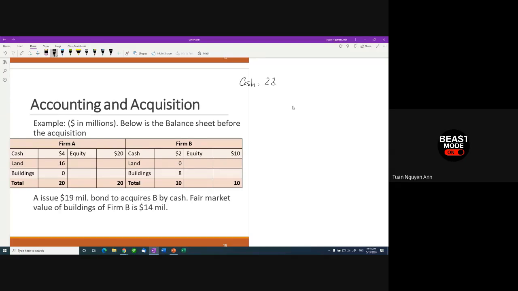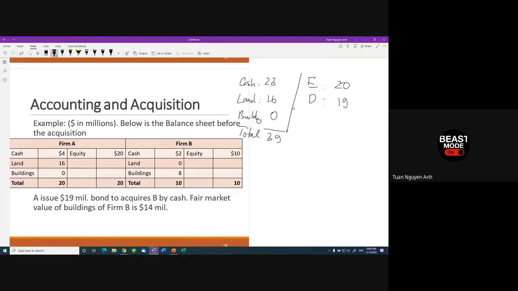Land is still the same, 16. Building is still 0. And the total will go up to 39. And of course, in the capital structure, equity is 20, debt 19. And now we use 19 million of cash to buy firm B.